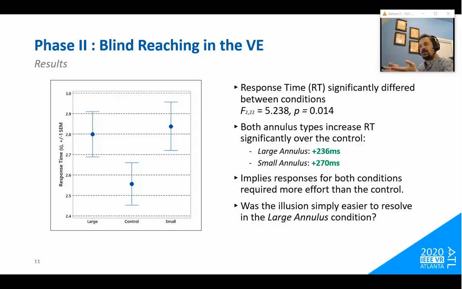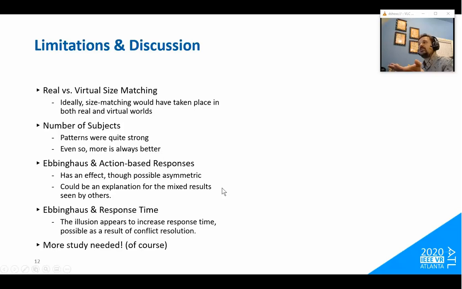Most response time and stimulus size studies out there actually indicate the opposite. The larger a stimulus is, the quicker you should respond to it. And we see the opposite here, which implies that the observers are crunching away on this information longer and harder, even if there wasn't a significant change in the depth judgments between the large and control. This could imply that the illusion was actually in play for both the large and small annulus conditions, but the conflict was resolved for some reason more easily for the large annulus configuration. That's just speculation. More work is actually needed to understand if that's the case.